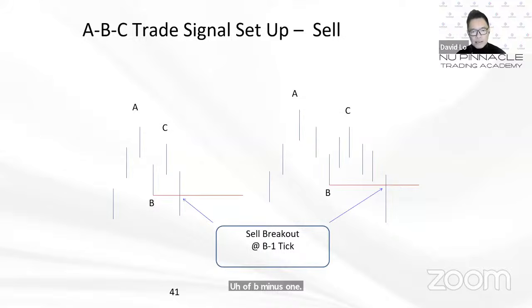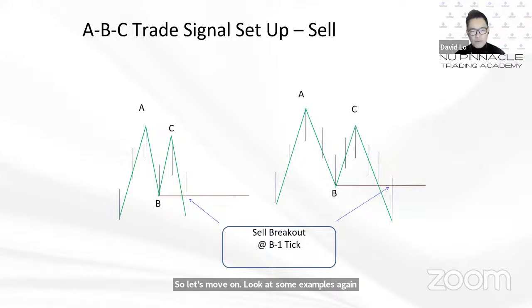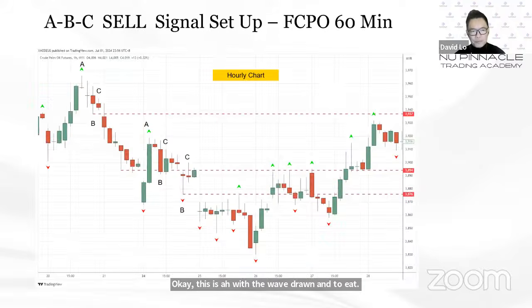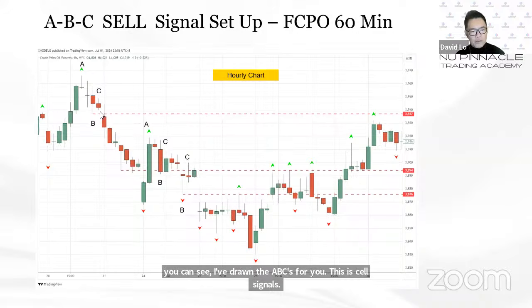So let's move on and look at some examples again. This is with the wave drawn onto it so that you can see the wave structure. So there you go. This is FCPO 60 minutes. You can see I've drawn the ABCs for you. These are sell signals in red horizontal rays.